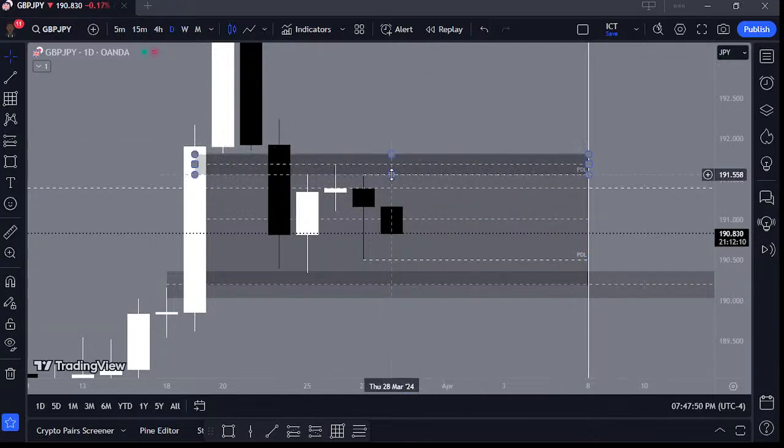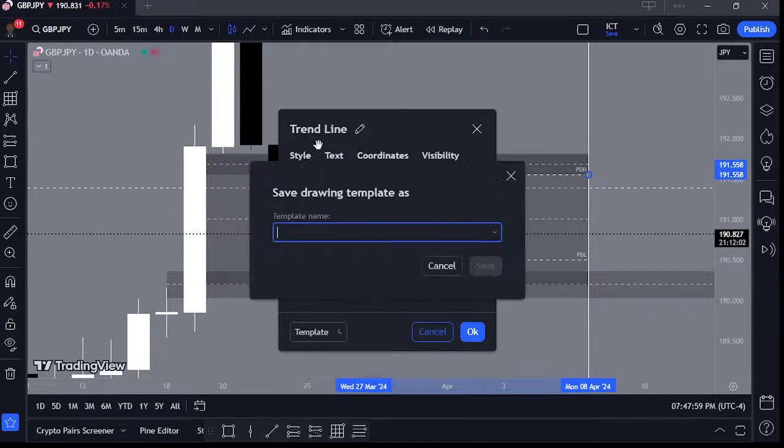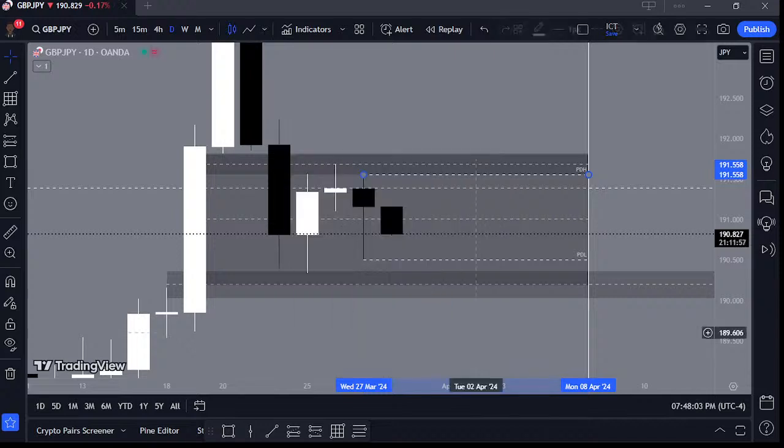Oh wow, this closed outside the fair value gap, which is really cool. Previous day high. Pretty good. So I'm looking for this Thursday to take the low of Wednesday. Then that would be beautiful. I guess this will be taken out during the New York session. So yeah, let's see how the market plays out.